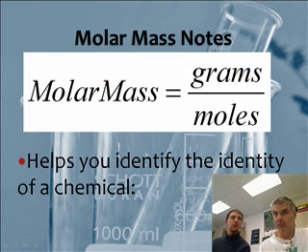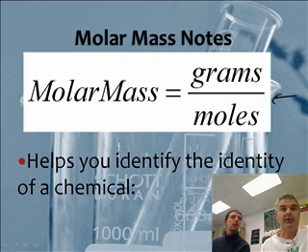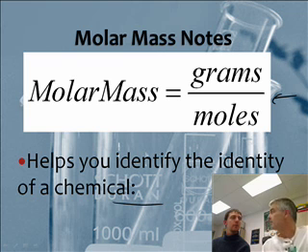All right, there it is. Grams divided by moles is molar mass. Everybody write this down, but hopefully you know that. This will help you identify the identity of a chemical. If you're in our class, you're going to do a little project where you have to identify a substance by its molar mass. You're going to have to do this in a lab. Once you know the grams and the moles, you divide.